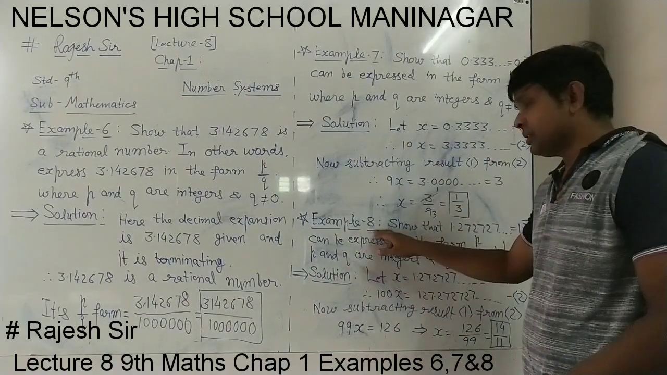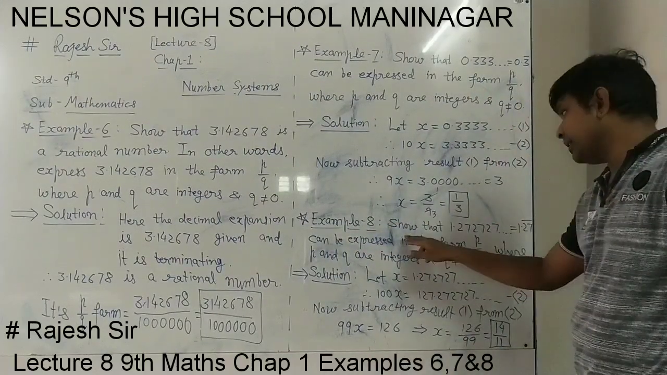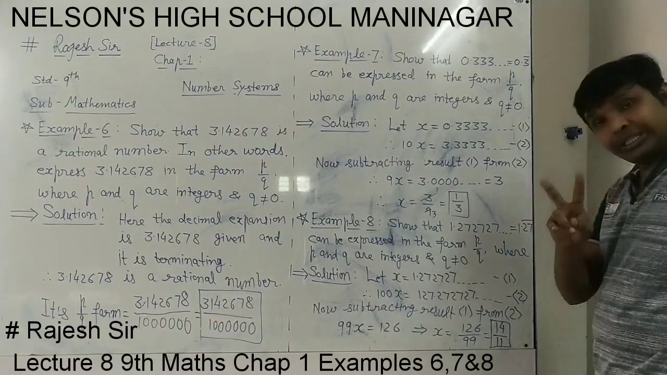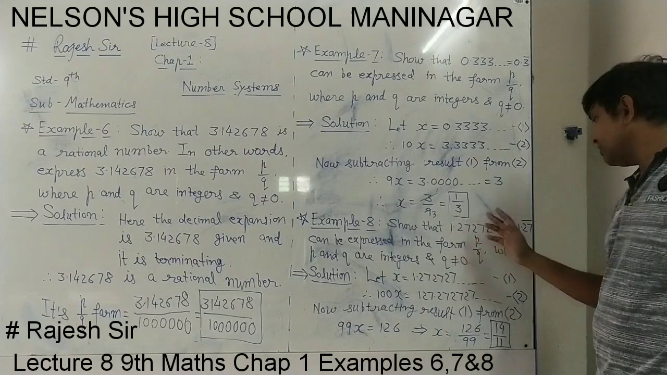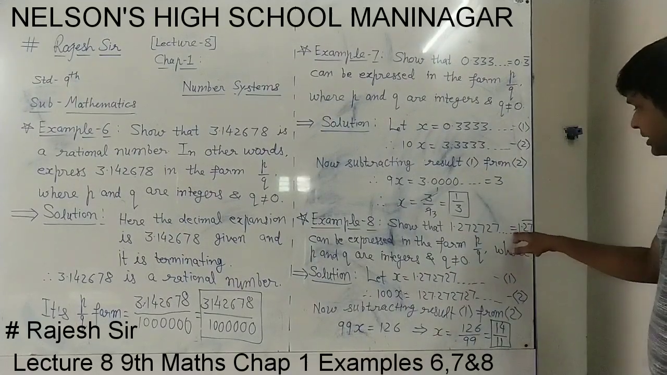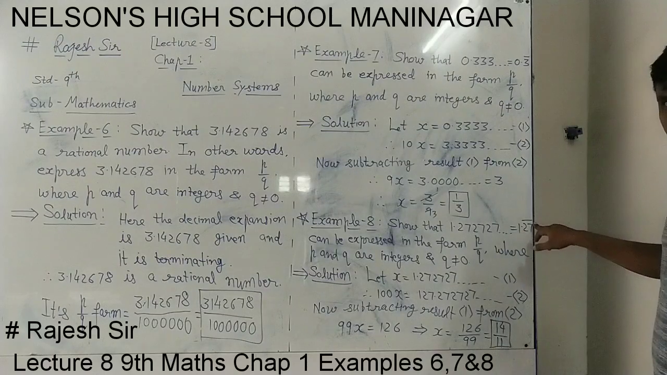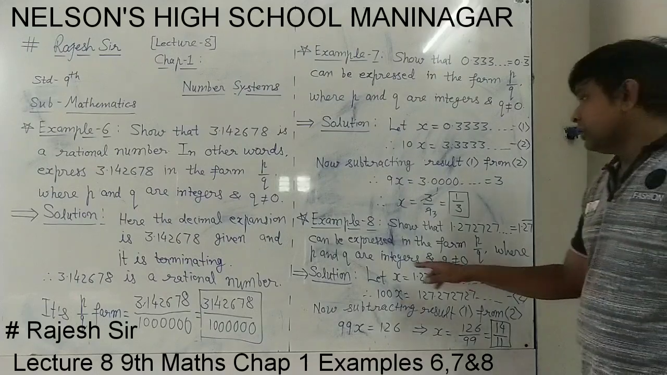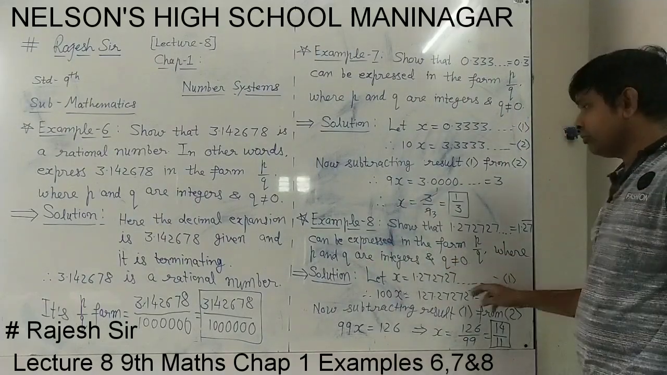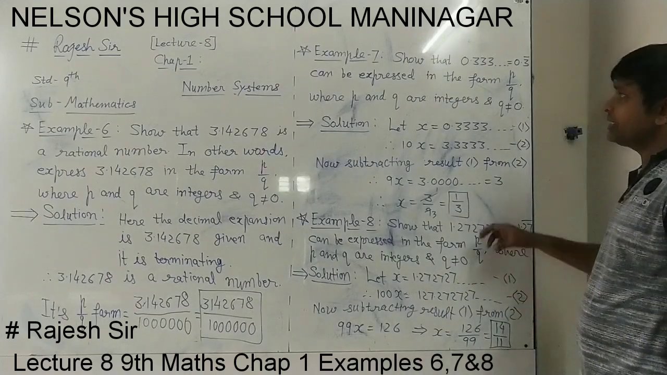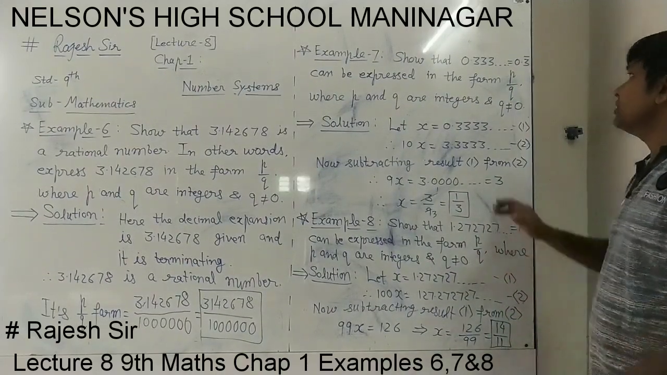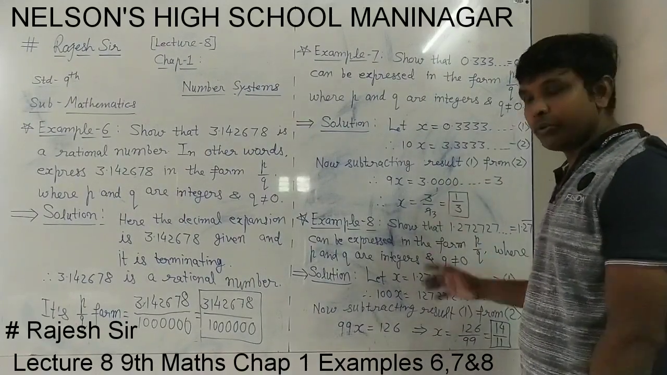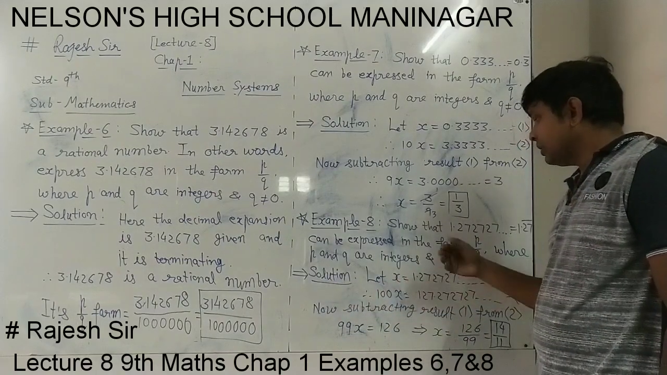You see example 8 the same way. The same similar question we have: show that 1.27272727 and so on, where 2 digits are repeating, 27, and 1 is as it is. So it can be written as 1.27 bar, because 27 is repeating after the point, can be expressed in the form of p upon q, where p and q are integers and q not equal to 0. Very similar question. Only the difference is that here one digit was repeating, here 2 digits are repeating. So the same method, same trick we will apply in the solution.